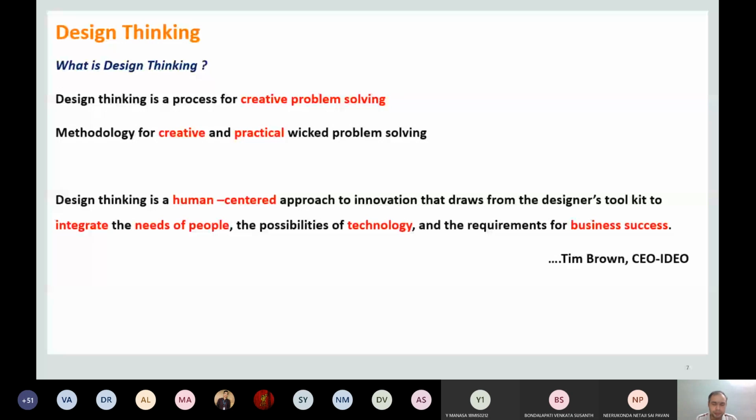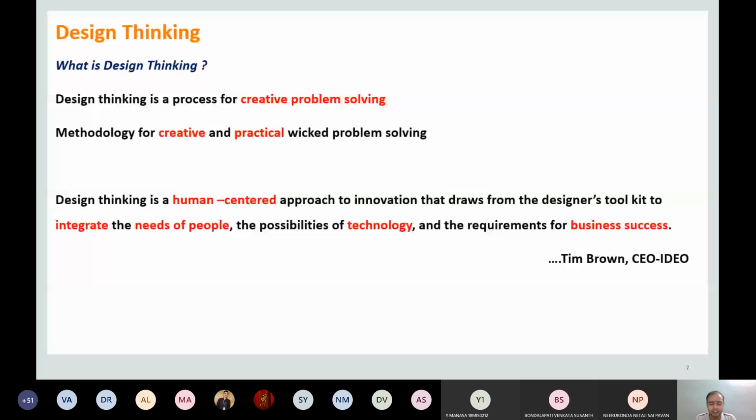So we are going to develop products which are human centered, which will be useful for human society. How? By integrating people and technology. So we are going to design or create a product which will integrate people and technology. The best example will be a mobile phone. And if you're doing that, that will be the success factor in your business.